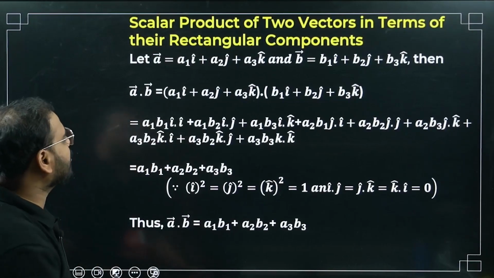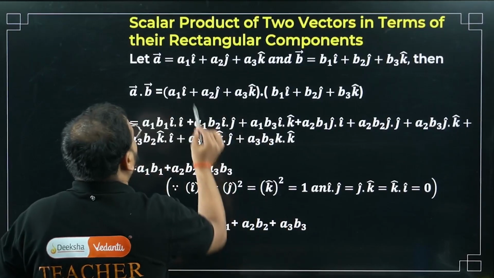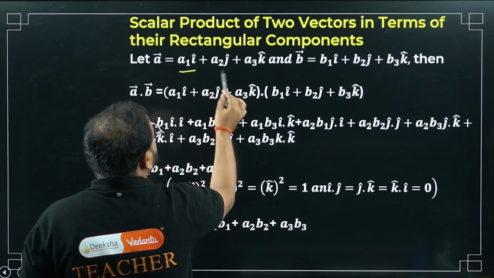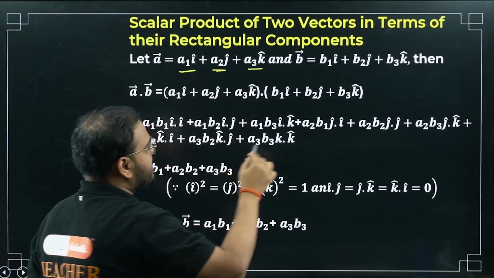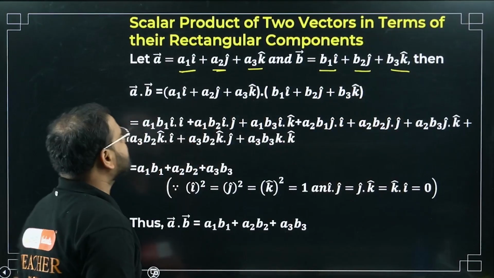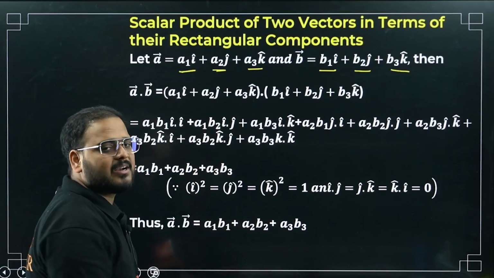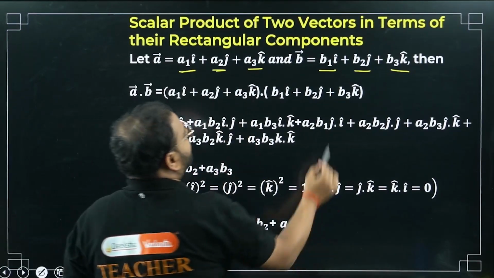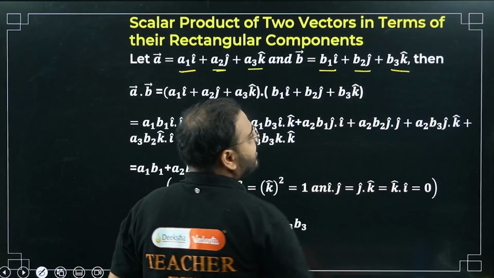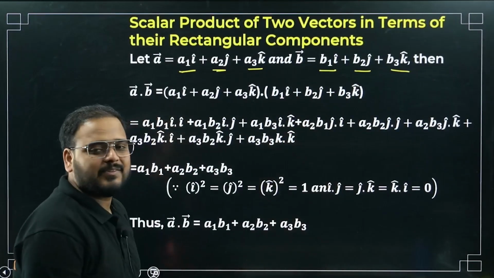Correct? What I mean by rectangular components are x, y, z. Okay, so please check here. I cap, j cap and k cap is written over here. For b vector, I cap, j cap and k cap is written over here. What is this? A1 is the x component, A2 is the y component, A3 is the z component. Same thing over here. B1, B2 and B3 are x, y and z component for the vector b across x, y and z axis.